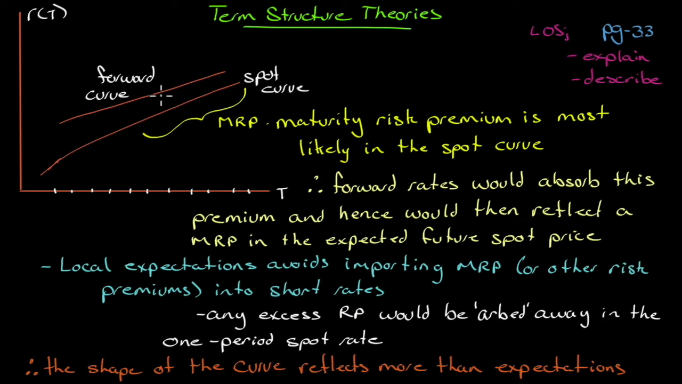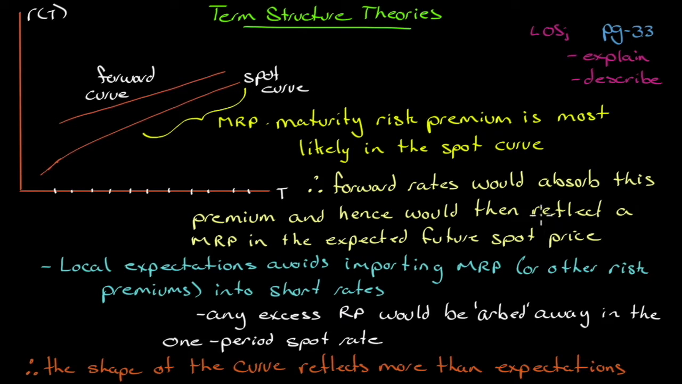It shouldn't. But if it gets imported into the forward curve, it will eventually show up as an expectation that that will be the future spot rate. So it ends up being that the forward curve is typically biased upwards. So let's have a look at what we have. The maturity risk premium is most likely in the spot curve. Therefore, forward rates would absorb this premium and hence would then reflect a maturity risk premium in the expected future spot price.